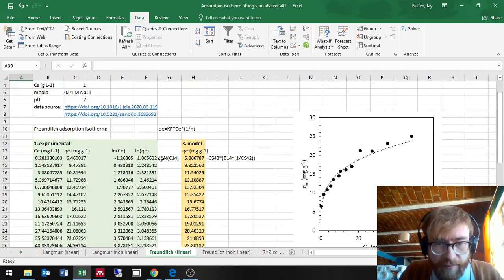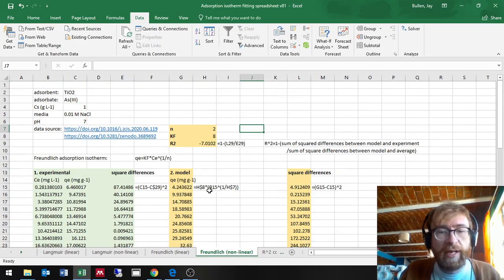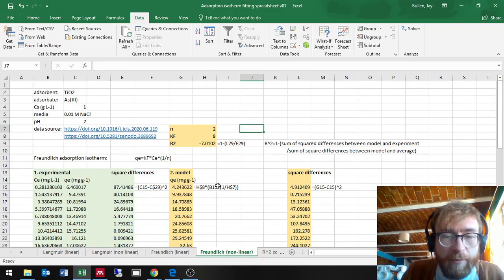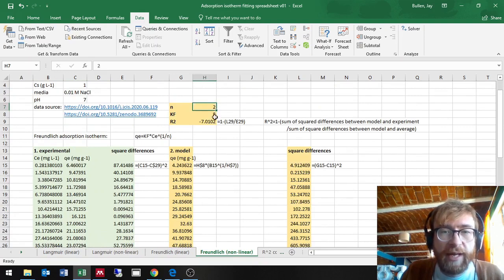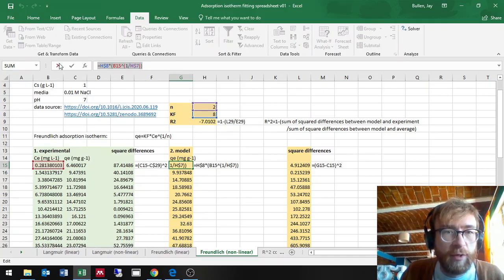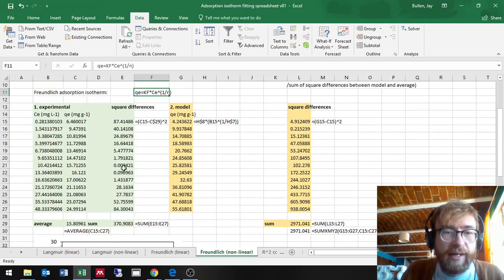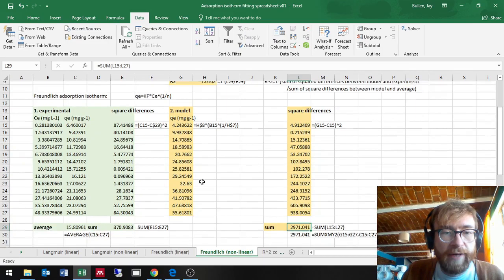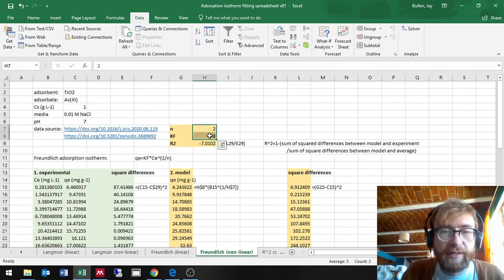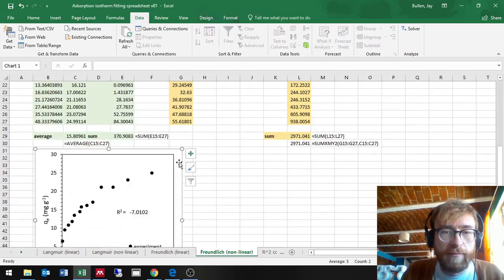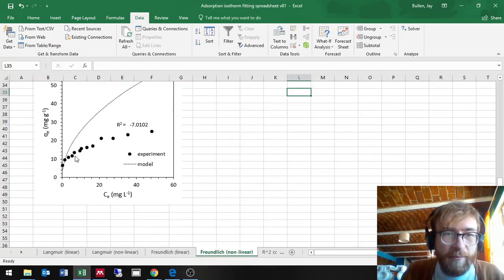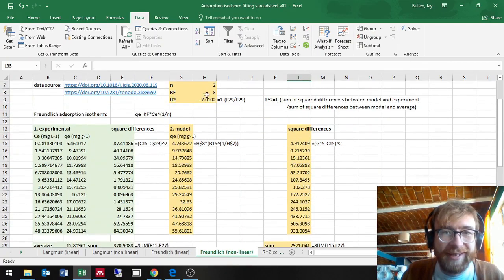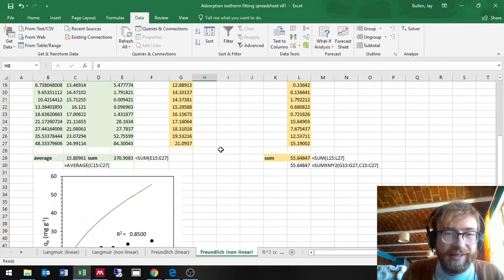Okay, so then we have a spreadsheet tab where we have the non-linear fitting of the Freundlich adsorption isotherm. Again, we can put the model in, this time using the Freundlich adsorption isotherm equation over here. And we're going to calculate the r-squared value. And we're going to take a guess at what our constants can be. So let's apply the model. Okay, so really bad guess right now. So we're going to change these, see if we get a bit better.